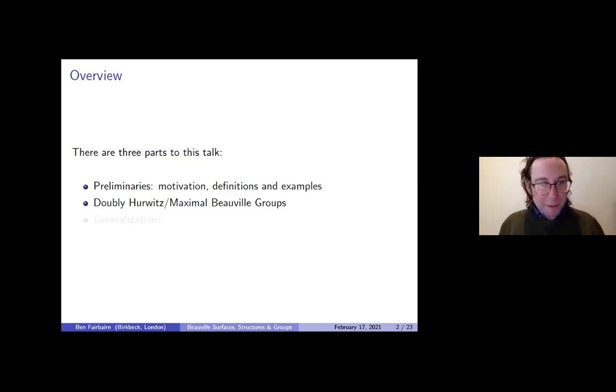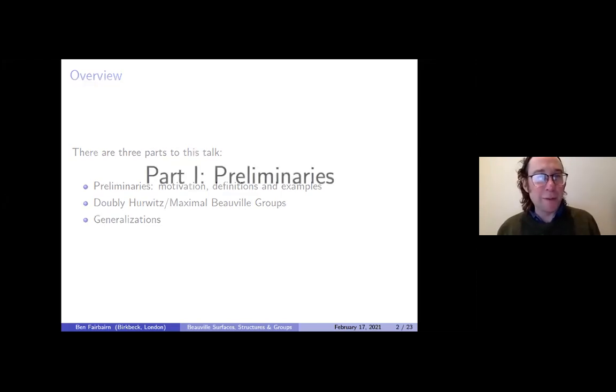Finally, in the last third, I'll talk about generalizations. So the clue is in the name, Beauville surfaces are very two-dimensional things, which raises questions of what happens in higher dimensions. And my current PhD student, Lodo Carter, has done some impressive computations that push things just that little bit further. We'll hopefully talk about that then.